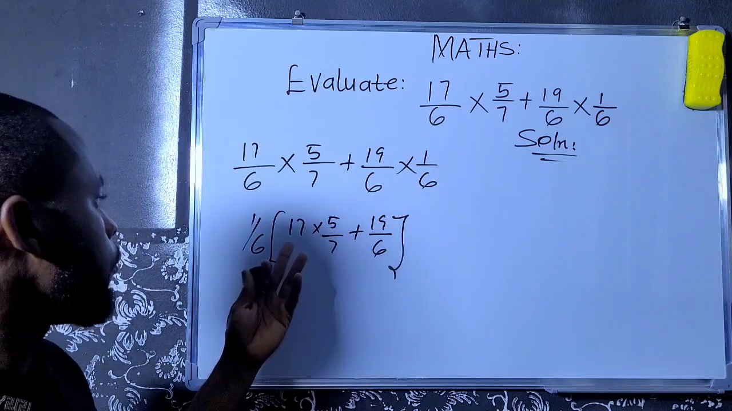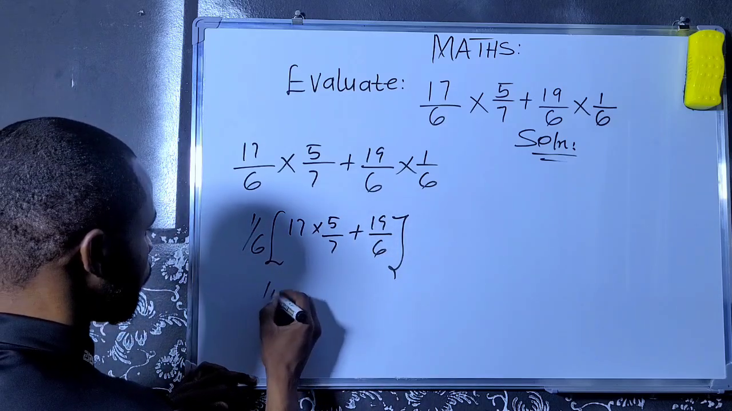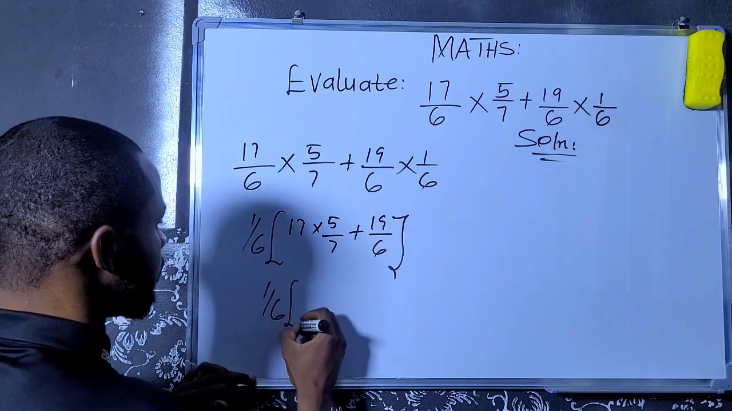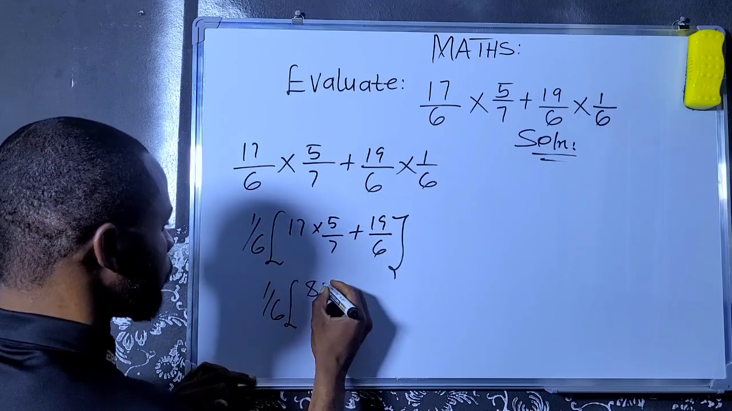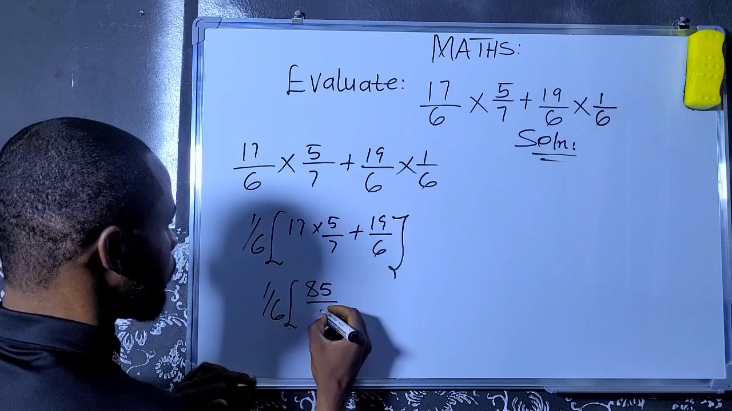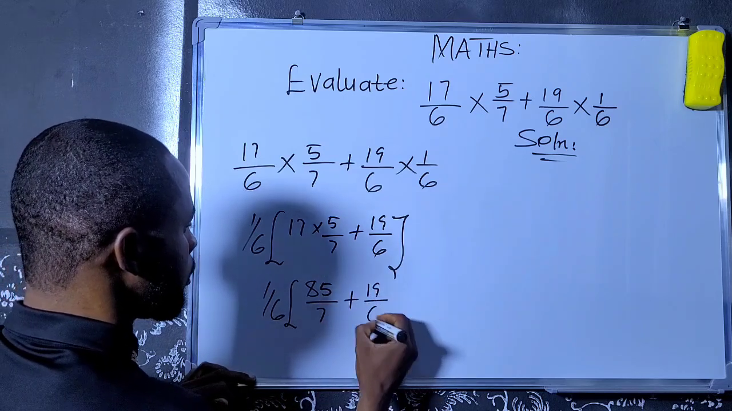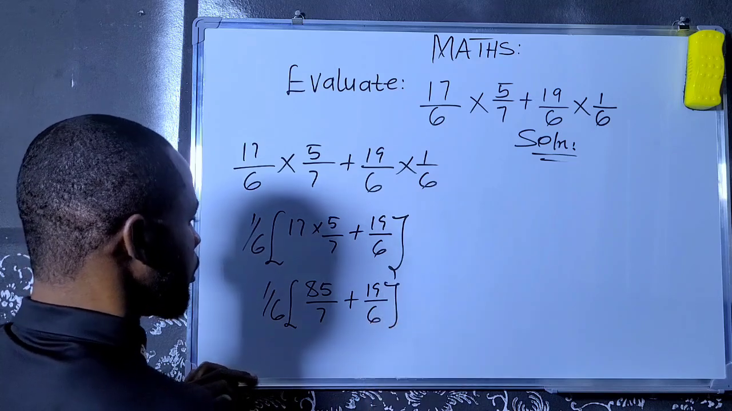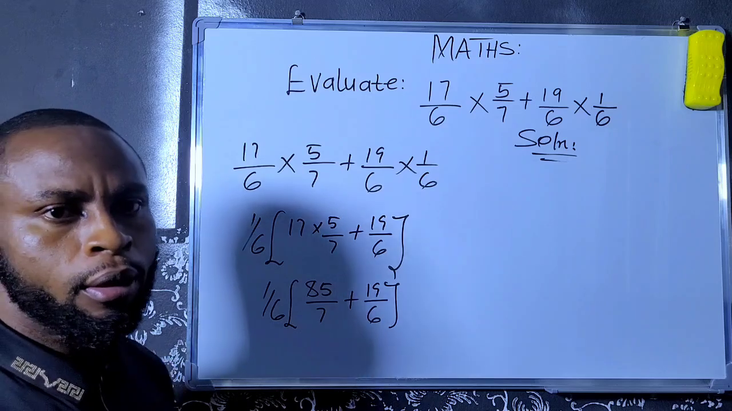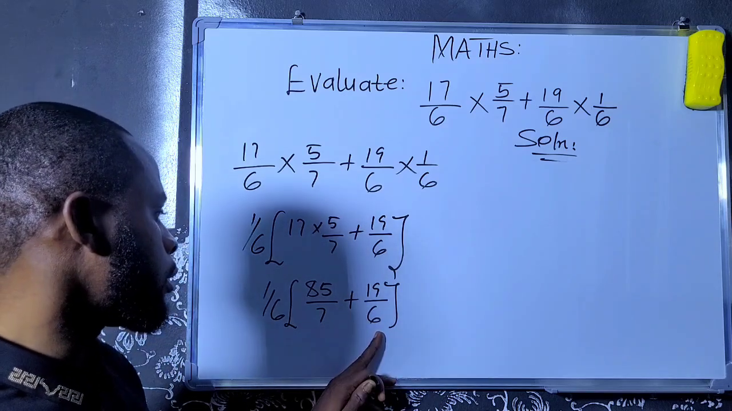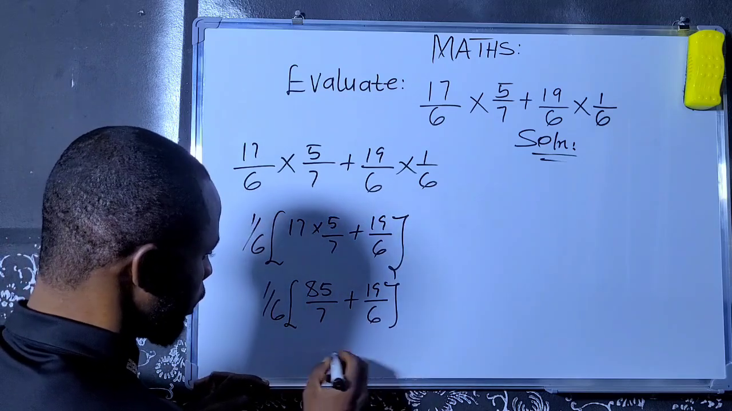Then here, we are going to multiply this out, and we have 1 divided by 6 into 17 times 5, that gives us 85 divided by 7 plus 19 divided by 6. Then here, we can easily find the LCM, and the LCM of 7 and 6 is 42. Therefore, we simplify it further.